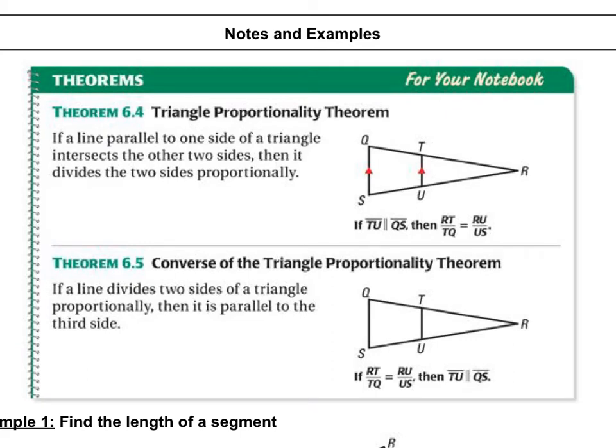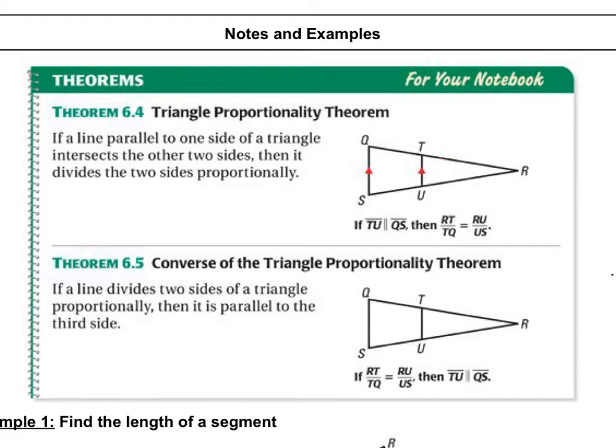Okay, so the first one is the triangle proportionality theorem. If a line parallel to one side of a triangle intersects the other two, then it divides the two sides proportionally. So as you can see here, if this side and this is parallel, then the ratio of this side to this side will be the same as this side to this side.